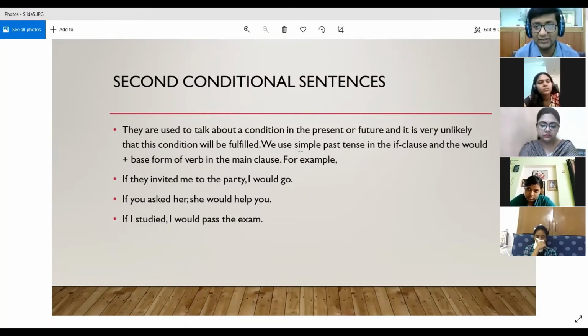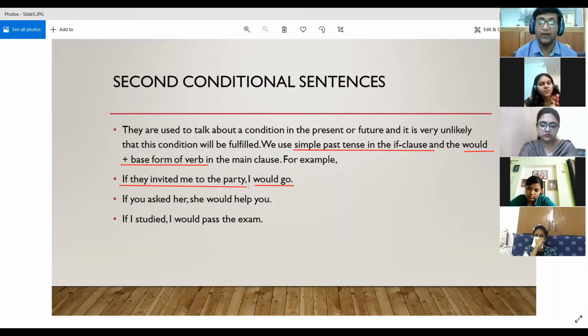Then in these cases, we use simple past tense in the if clause and would plus the base form of the verb in the main clause. So let's see the examples. If they invited me to the party, I would go. So would is there, and the base form of the verb, meaning the first form of the verb, go, is there. So I would go. What is the condition? If they invited me to the party. So this is the condition that is present.